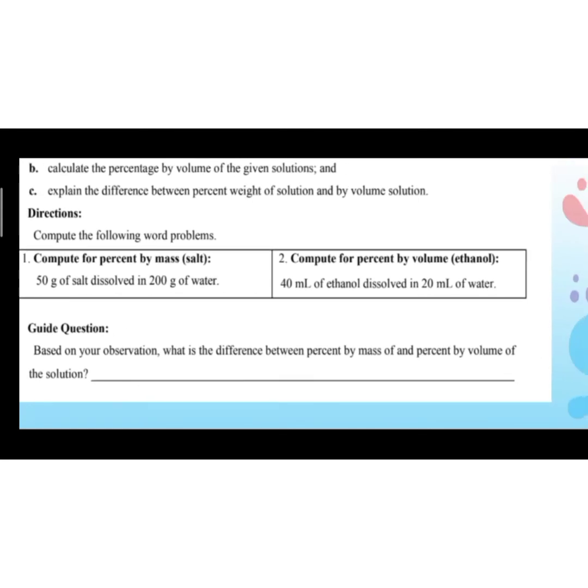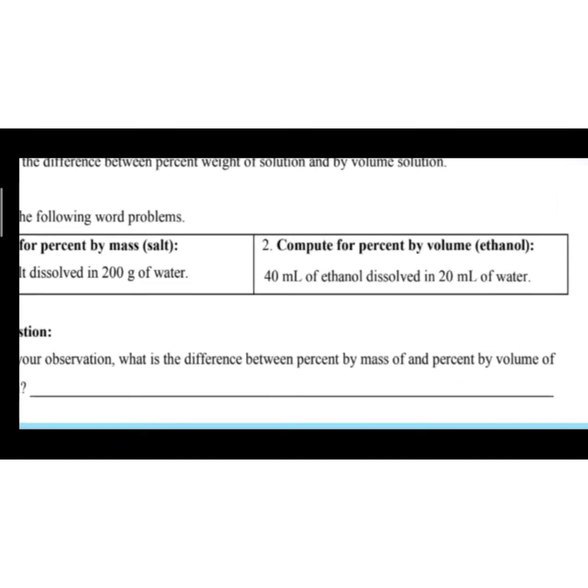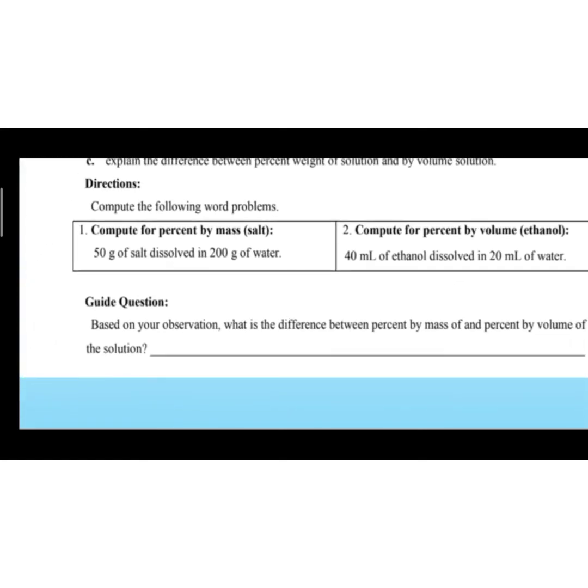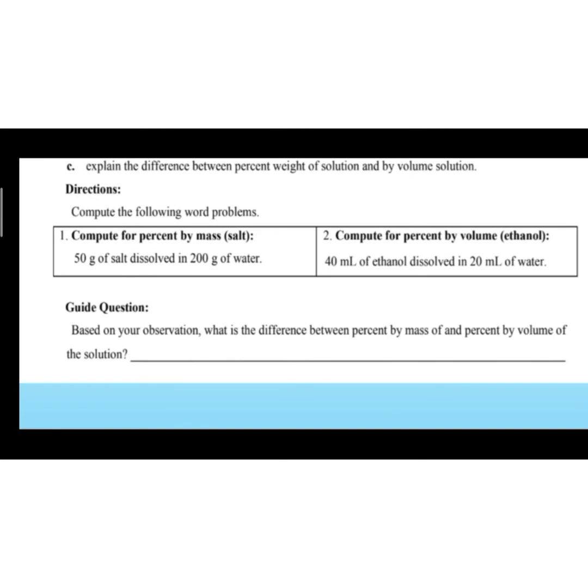For number 2, compute the percent by volume, 40 ml of ethanol dissolved in 20 ml of water. Dito, i-add nyo rin yung solute and solvent para makuha yung volume of solution. So, 40 plus 20. So, 40 ml divided by 60 times 100. Based on your observation, what is the difference between percent by mass and percent by volume of the solution?